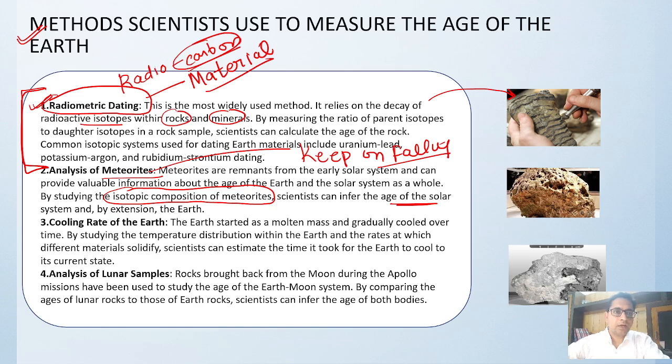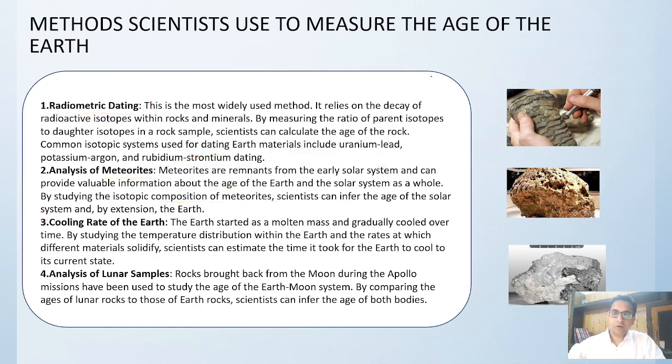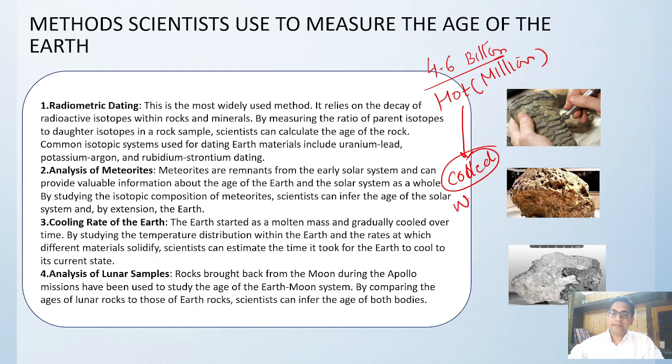Now, the next way you can measure the age of Earth is by the cooling rate of Earth. Cooling rate of Earth means when the earth was forming, around 4.6 billion years ago, it was very, very hot, the temperature was in millions. So how the temperature of the earth cooled down, we calculate that.